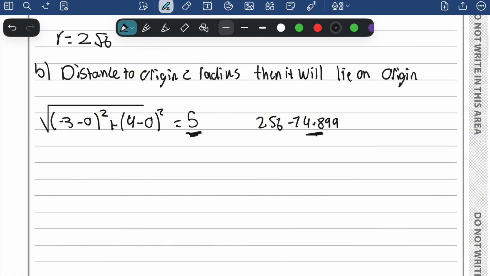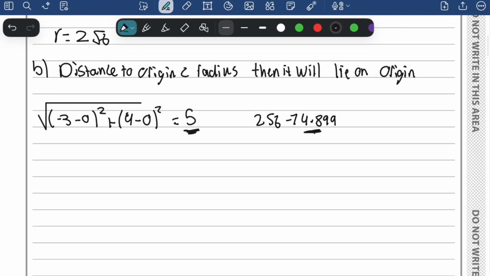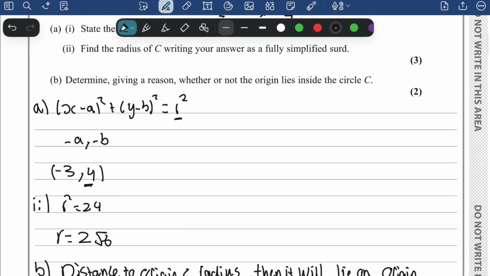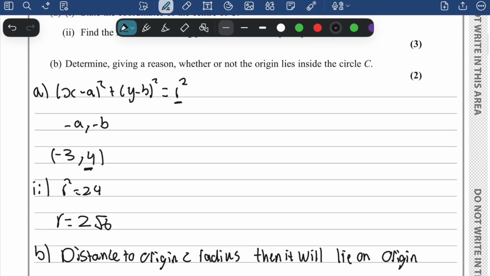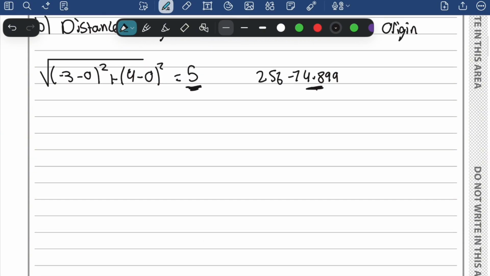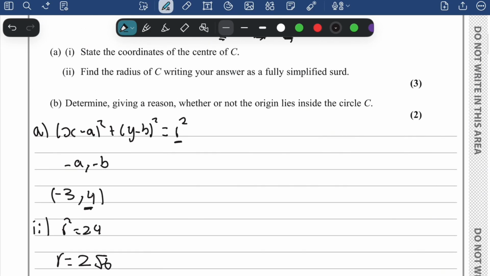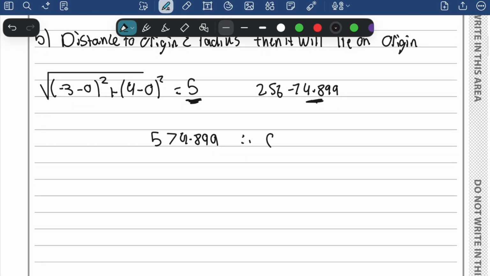And when we said on that circle, if the radius is less, then the origin will not lie inside the circle, right? Because the distance to the origin is longer than the radius, and the radius is the furthest point the circle will go. So we will just say that 5 is greater than 4.899. Therefore, let me just see what the question wants. Origin doesn't lie inside the circle.